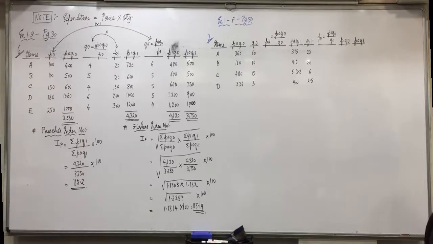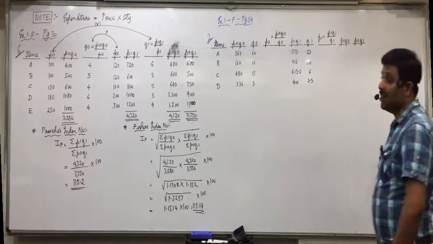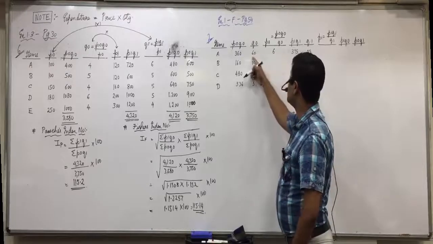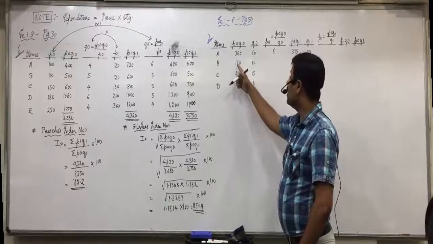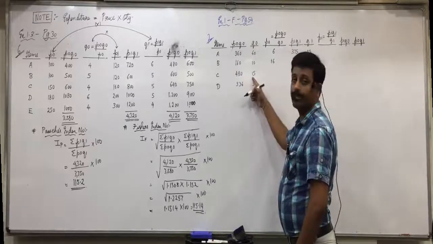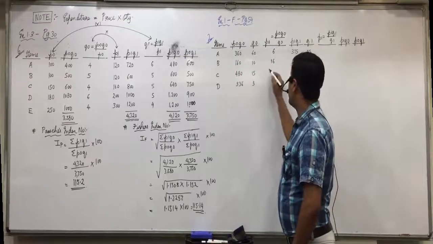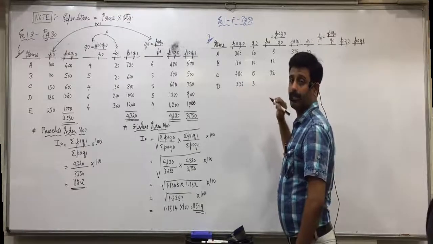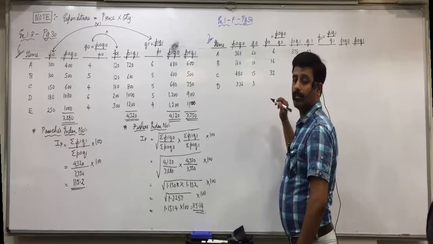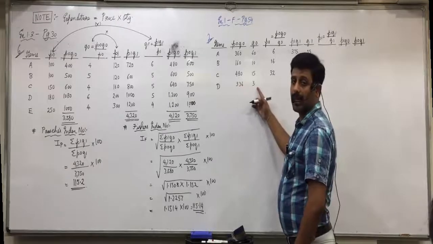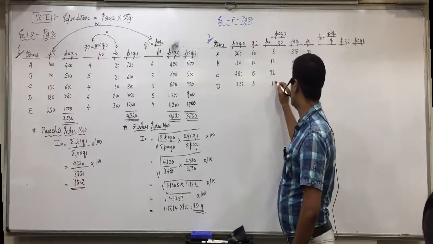Yes, everyone has written this? With the 3, how will you find P0? Tell me all the values. 360 divided by 6 is 60. 160 divided by 10, 16. 480 divided by 15, 32. 336 divided by 3, 112.